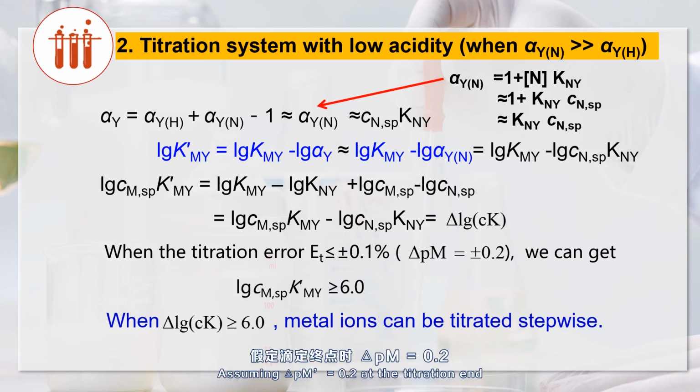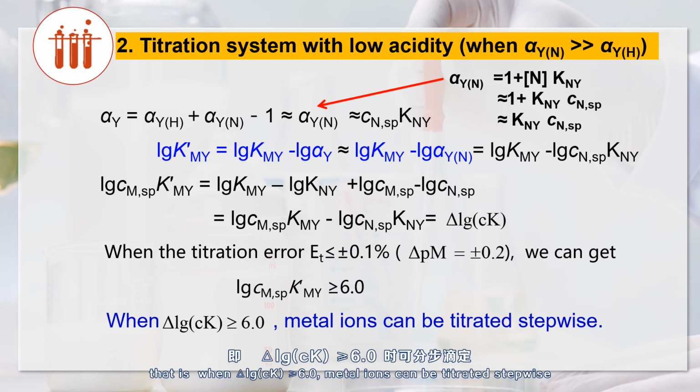According to delta pM' equal to 0.2 at the titration end, the titration error ET is required to be less than 0.1%. According to the Ringbom formula, we can get log C(M)sp K'(MY) equal to or more than 6. That is, when delta log CK is equal to or more than 6, metal ions can be titrated stepwise.